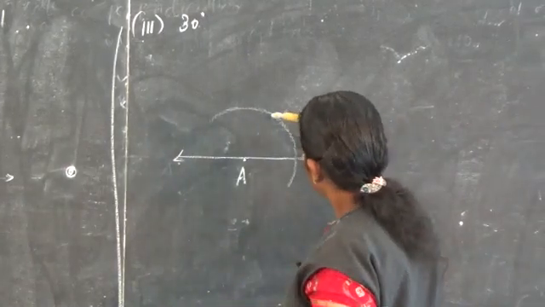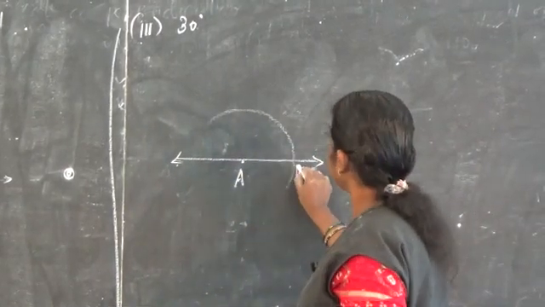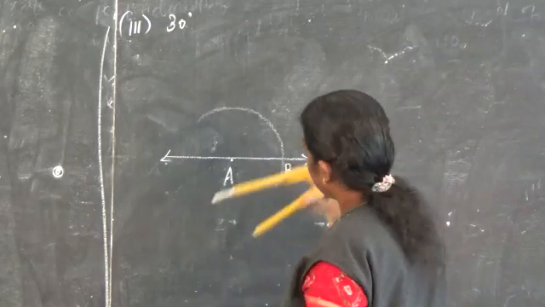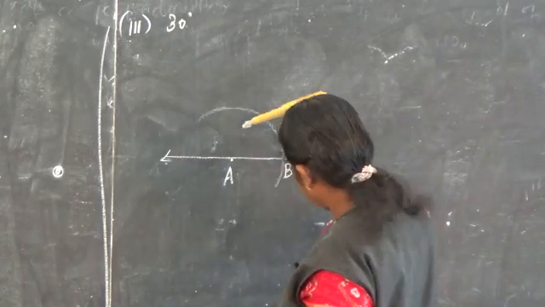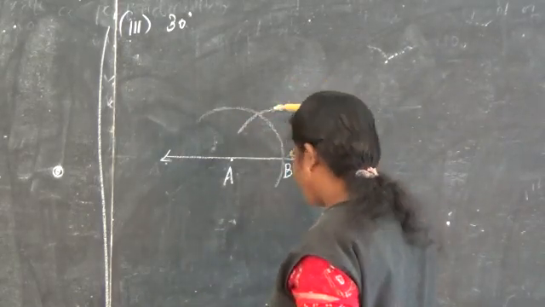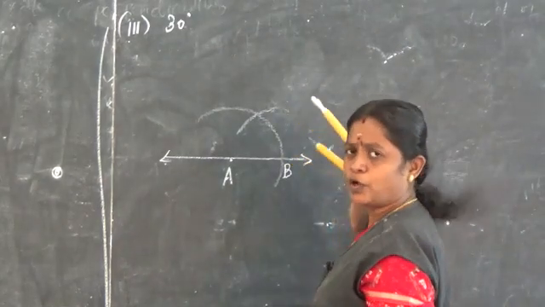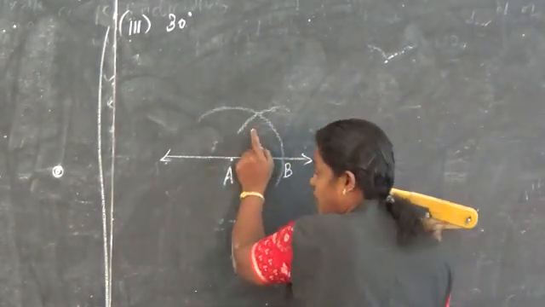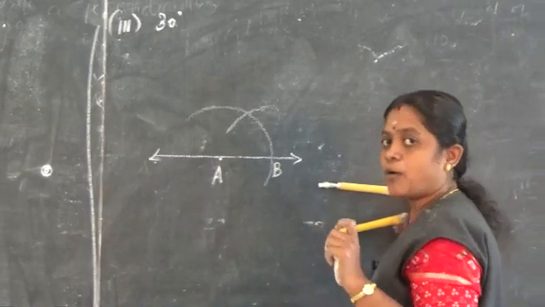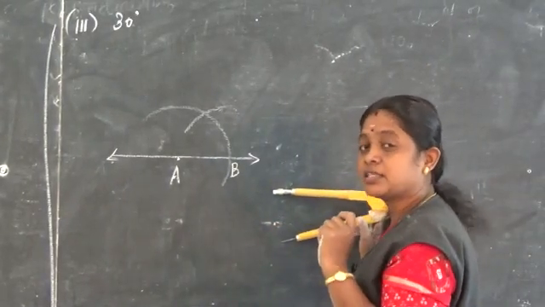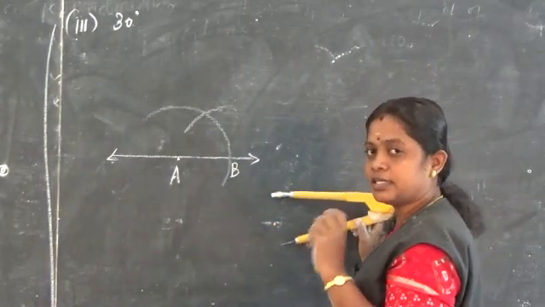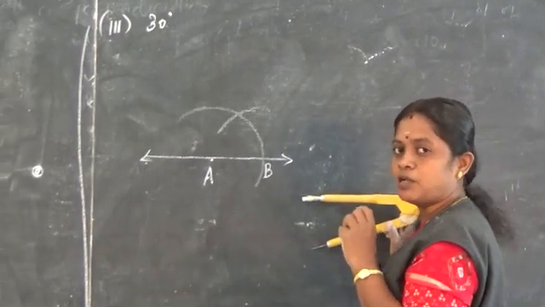Now mark it as B. With B as a center, draw one more arc. What angle will it show? You know very well, if you draw only one arc, you will get 60 degrees. But now we need 30 degrees. For 30 degrees, I am using the angle bisector.